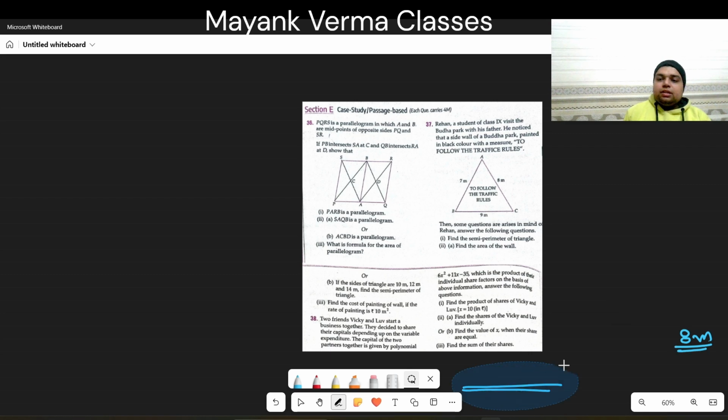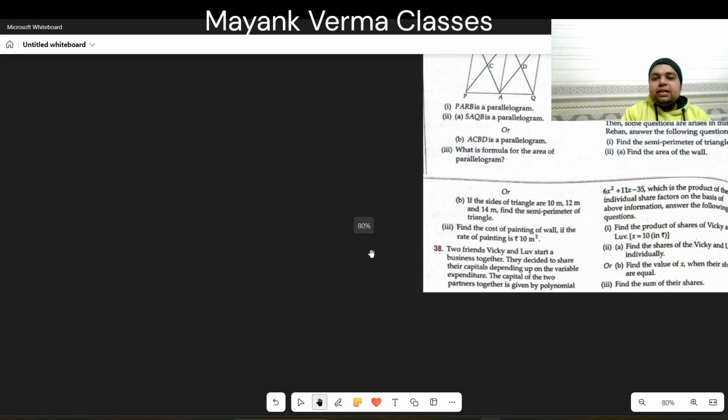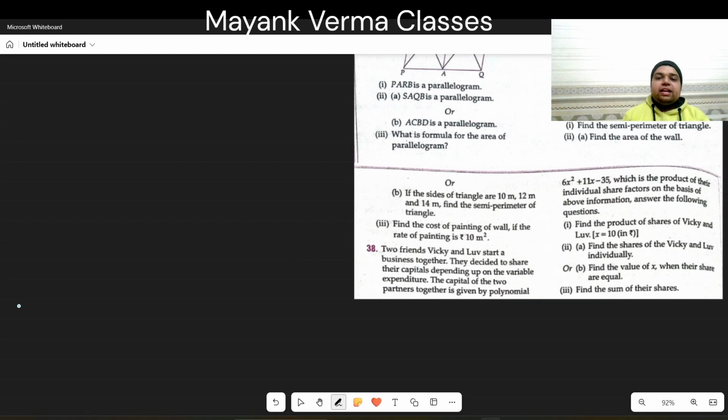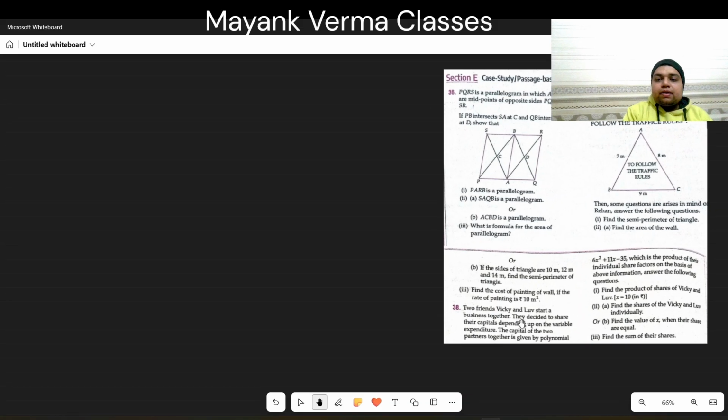All right. In the next part, in 38th question, it says that two friends, Vicky and Love, start a business together. They decided to share their capital depending upon the variable expenditure. The capital of two partners together is given by the polynomial 6x square plus 11x minus 35, which is the product of their individual share. So this is equal to the product of individual share.